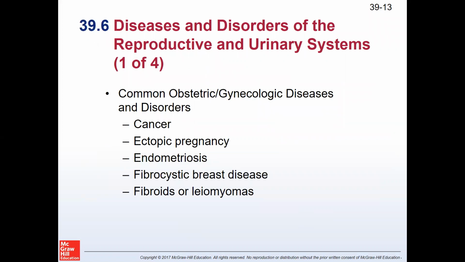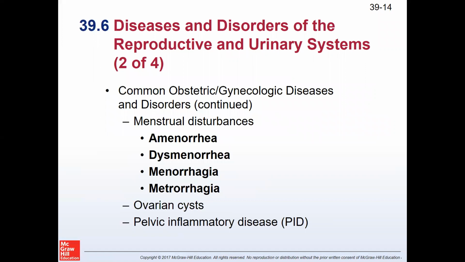Now, some common diseases of the reproductive or urinary system is cancer. You can have ectopic pregnancy. That's where the egg implants into the fallopian tube. Endometriosis. You have menstruation disturbances, so you have your amenorrhea, dysmenorrhea, menorrhagia, all of them have a definition. So your amenorrhea is absence of menstruation. So please make sure that you do read all of those.